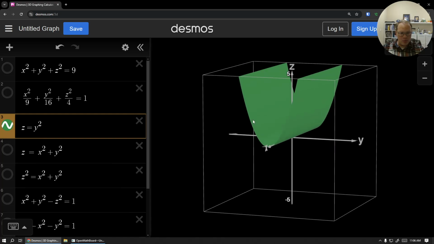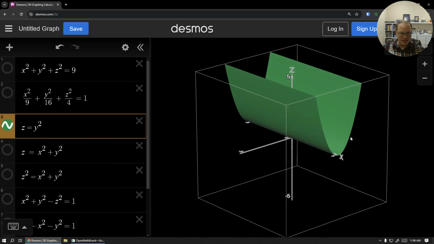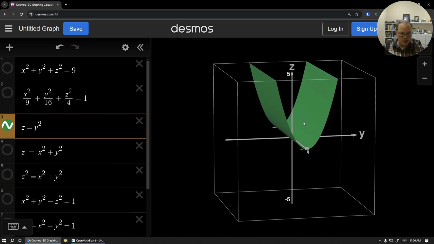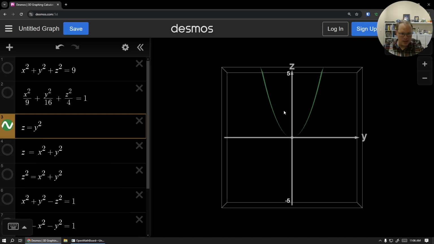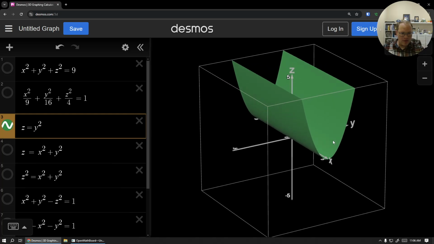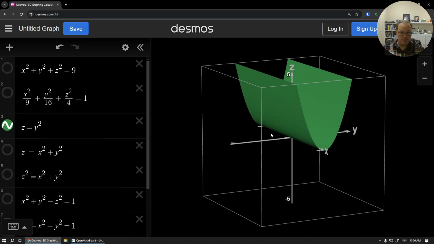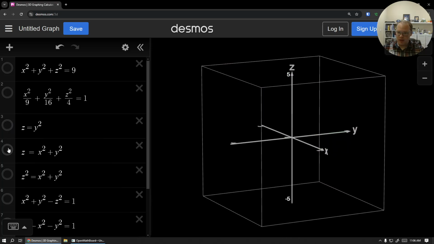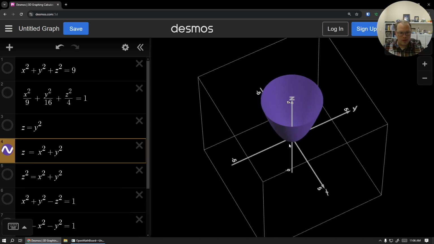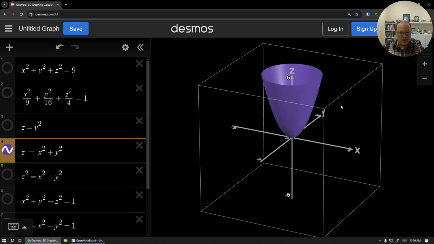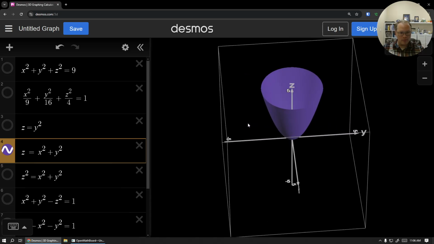This is an example we've seen before. It is a cylindrical surface. It is a parabola in the YZ plane. But if you look at the formula, there's no reference to x, so there's no restriction on x. So it stretches out in the x direction along the x-axis. So this is a parabolic cylinder. This is a paraboloid.